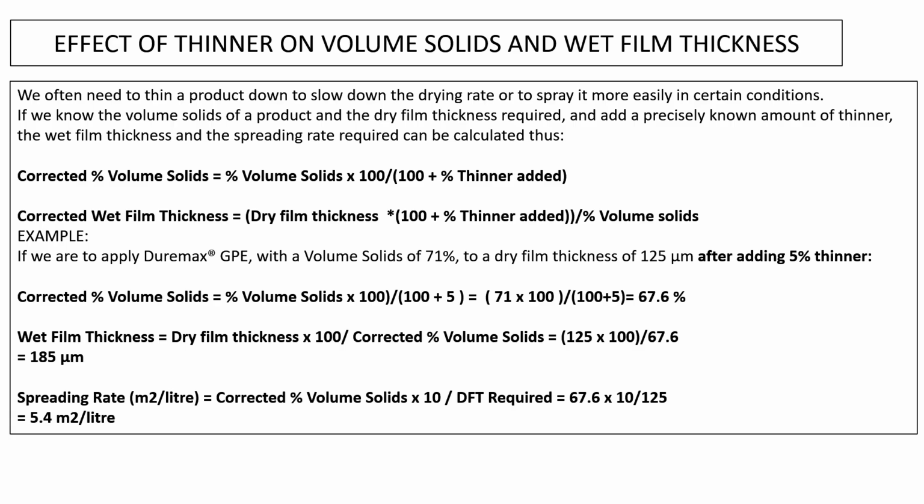Now per liter, when you are using thinner, because your percentage of solid has come down, spreading area also comes down. That is 5.4. Earlier it was 5.7. A very important thing.